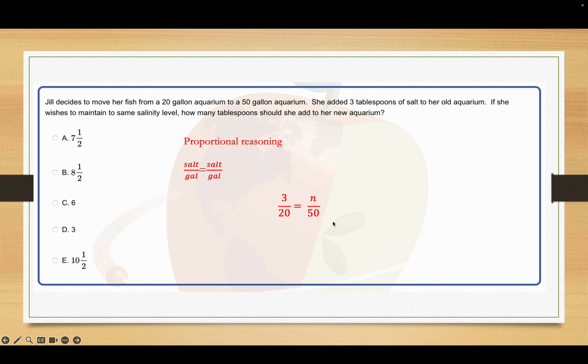And then we're going to do something that we did years ago, which would be called cross multiply. Technically, it's the product of the means equals the product of the extremes. I'm going to multiply these two guys, 20 times n, and these two guys, 3 times 50. So 20 times n is 150, dividing by 20, n is 7.5. So you'll need 7.5 tablespoons of salt. So once again, when you cross multiply, you multiply across the equal sign. 20 times n was 20n, and 3 times 50 was 150. And then I just solved the equation that results.